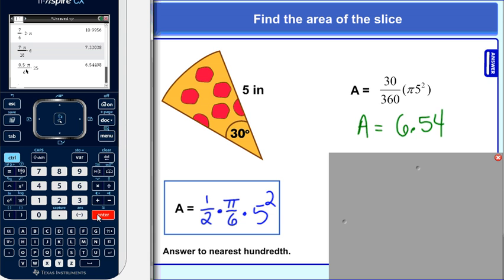Okay, so the area, by the way, if we're going to label this, the length of our radius is in inches, so if we're finding area, it's going to be inches squared.